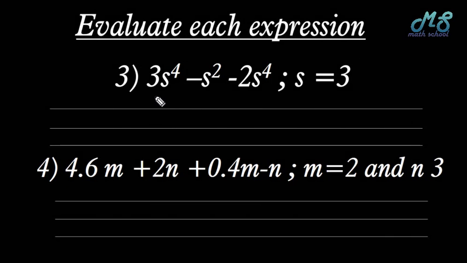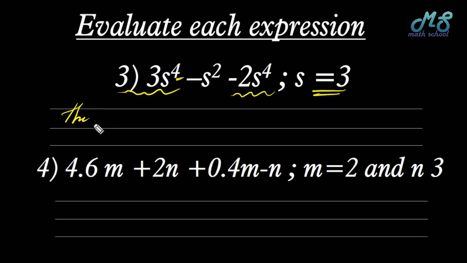Next, evaluate each expression. The first expression, 3s raised to the power 4 minus s squared minus 2s raised to the power 4, and s equals 3. Ask yourself, what's the first step? The first step, guys, just collect like terms we studied before. Now you have to simplify this expression. 3s raised to the power 4 minus 2s raised to the power 4, it will be what, mister? Yes, it will be s raised to the power 4.